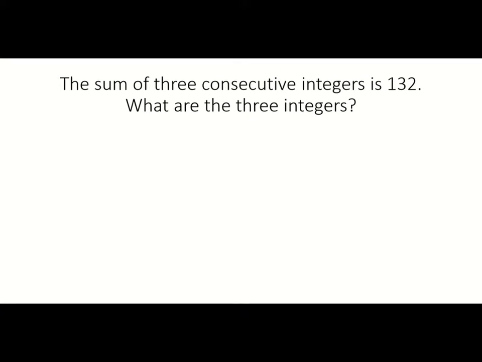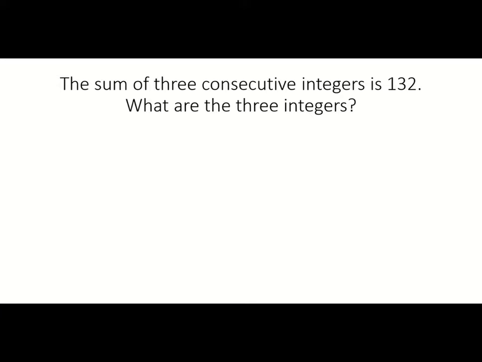So our first example says the sum of three consecutive integers is 132. What are the three integers? Whenever I have a word problem, I like to underline key information and then I circle what it is asking me to answer. That way I make sure I answer the question and not something that just helped me solve it. So I'm going to underline the key information.